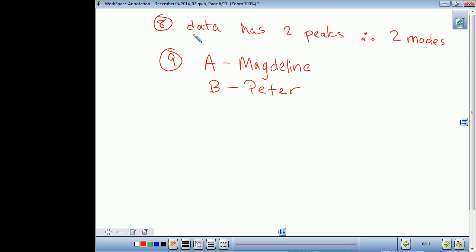Okay. Number 8, we call it bimodal because it has 2 peaks. Therefore, it has 2 modes, so we call it bimodal. And number 9, A was Magdalene and B was Peter. It just hit me. It didn't hit me when I did the problem. Okay. Peter. Alright.